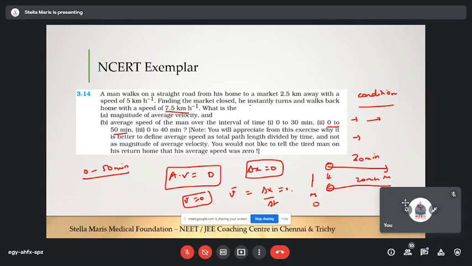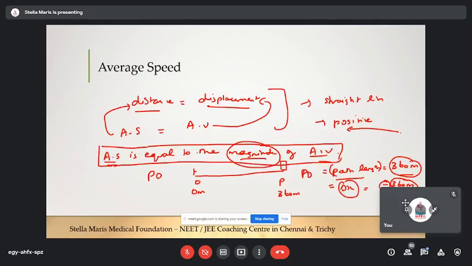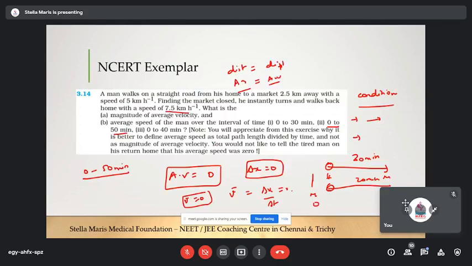When distance is equal to displacement, what we can say is average speed is equal to average velocity. We can write like this. But what we are saying here, where is that? Yeah, average speed is equal to the magnitude. Excuse me, ma. Your good name, ma, the one who answered right now. Disha, sir. Disha. So, are you with me?